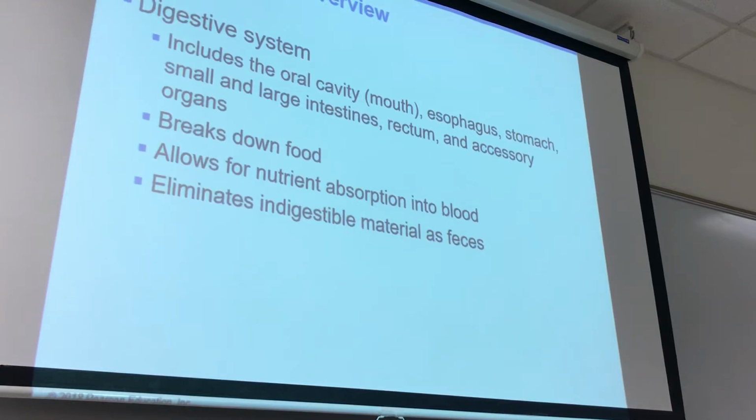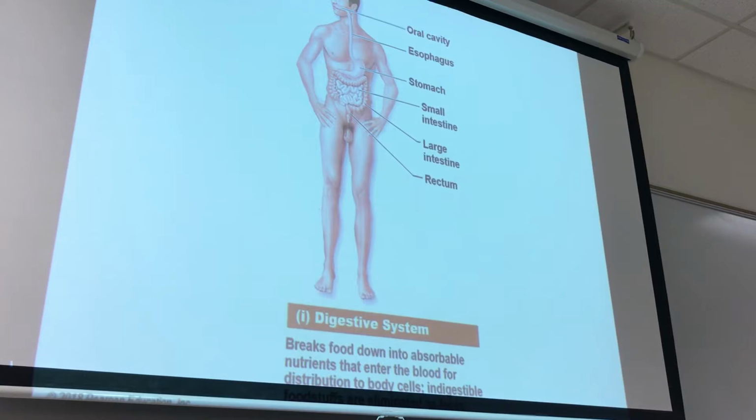Our digestive system is next. When we think of our digestive system, we're talking about our mouth, the esophagus, stomach, small and large intestine, and our rectum. Our digestive system actually is pretty complex. It has a lot of different functions.